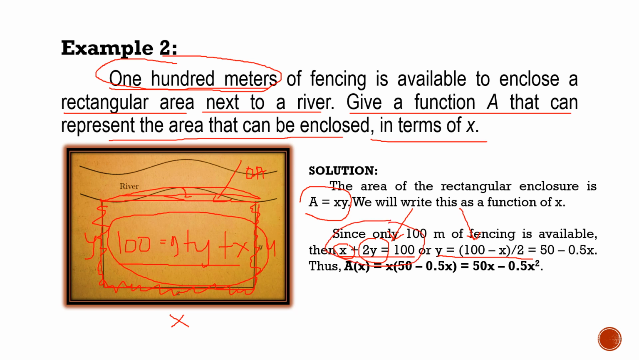So if we simplify, 100 divided by 2 will be 50. Negative x divided by 2 will be negative 0.5x. Once we apply that, your y now is equal to 50 minus 0.5x.